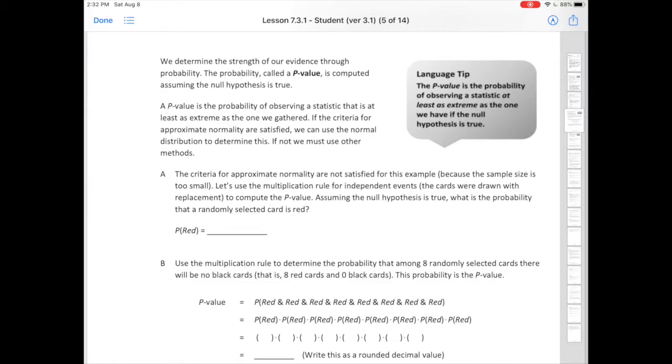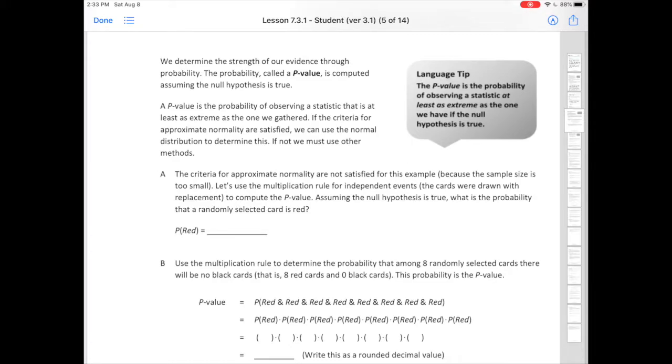Okay, so what are we saying here? We have just introduced a new term called a p-value. The p-value is the strength of our evidence. It determines how strong our evidence is. Okay, look at this language tip on the right. It says the p-value is the probability of observing a statistic at least as extreme as the one we have if the null hypothesis is true. So we're trying to see how likely the scenario was. Okay, so let's move on.